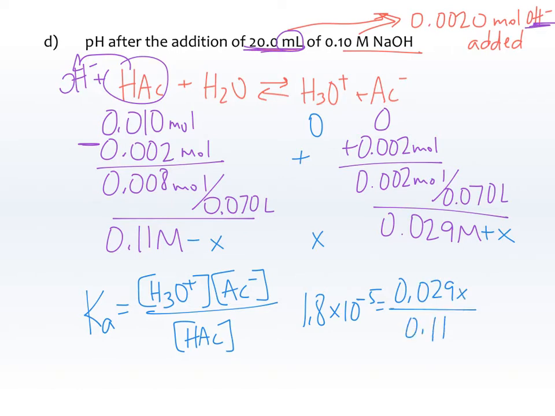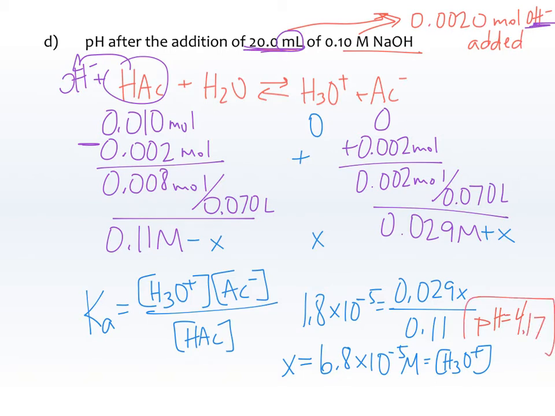So multiply both sides by 0.11, divide by 0.029, I end up with x is equal to 6.8 times 10 to the negative 5 molar, and that is my H3O plus concentration. So if I want my pH, that'll be the negative log of H3O plus, which is 4.17 for my pH of the solution at this point.